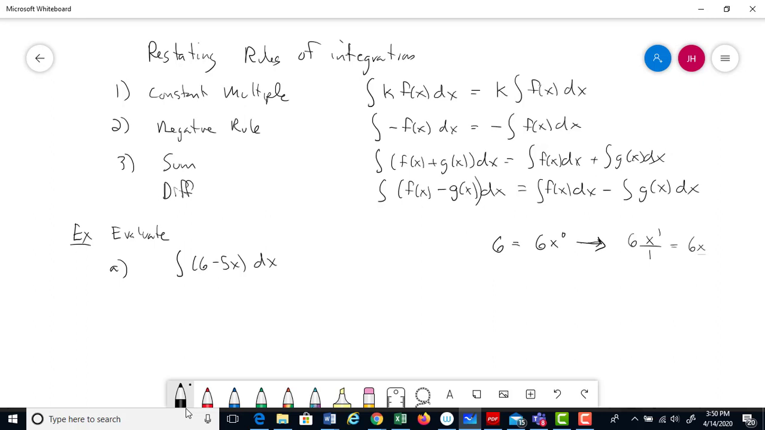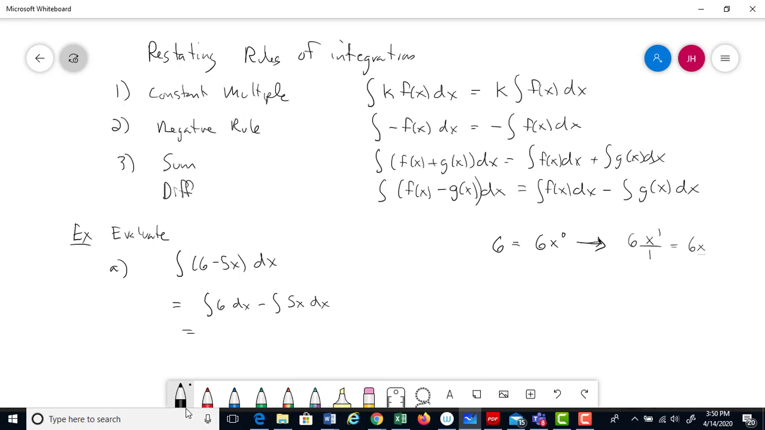So the way we can use our rules is this is the antiderivative of 6 with respect to x minus 5 times the antiderivative of x with respect to x. So kind of using all those rules in concert. I might have been a little fast with that. So the derivative of the difference is the difference of the derivatives.